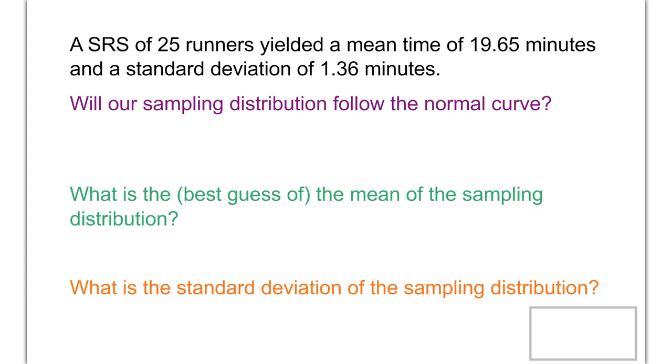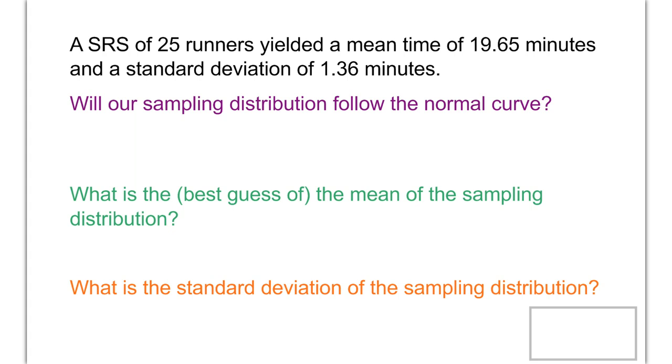So let's take a look at a quick example. We have an SRS of 25 runners, and they had a mean time of 19.65 minutes in the race, and a standard deviation of 1.36 minutes. So we took an SRS of these 25 runners, and we found their average time and the standard deviation of their times. First question is, will our sampling distribution follow the normal curve?